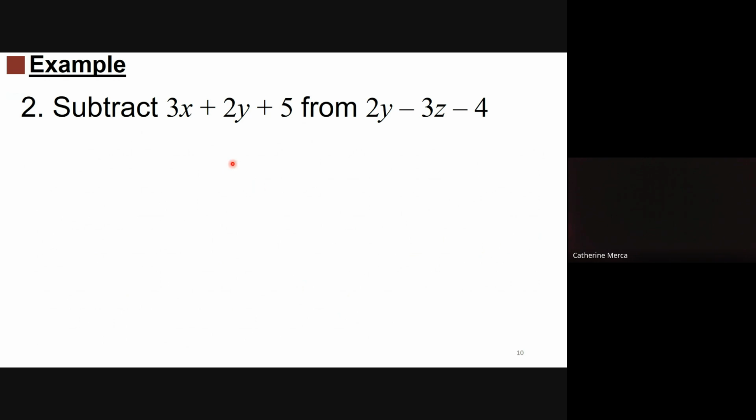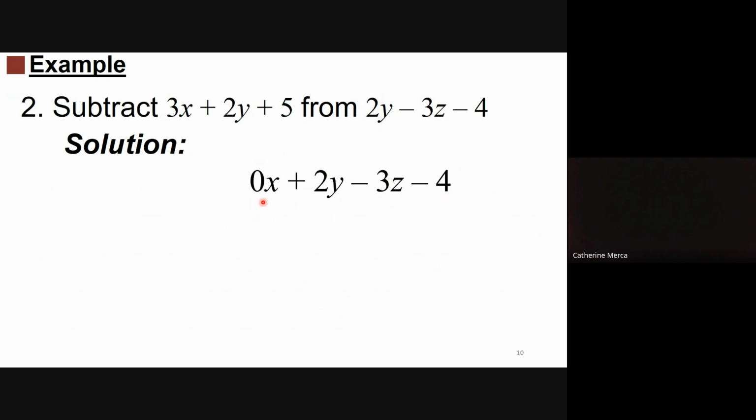For example, you have 3x plus 2y plus 5. You're asked to subtract this quantity from this. So you place 2y minus 3z minus 4 first. Since you have an x there but here there's no x, the variable x has zero numerical coefficient. So you have plus 2y minus 3z minus 4.